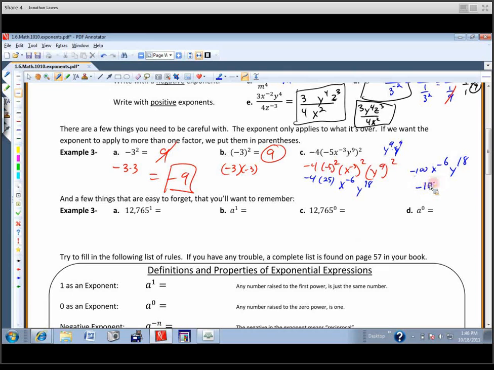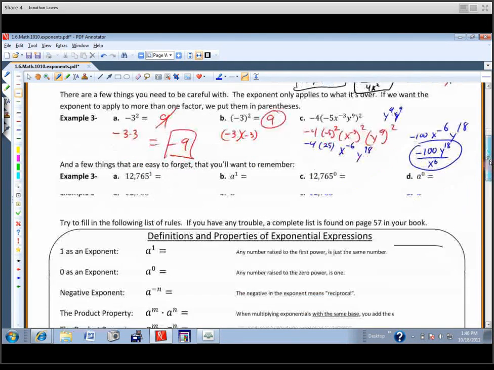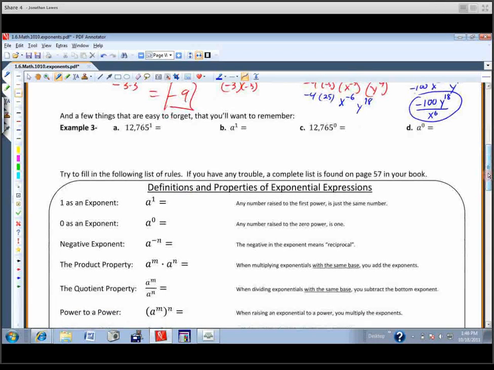The negative 100 is okay. We can't really do anything about that. The y to the 18th is okay. But what we don't like is that negative exponent. So I'm going to keep this, move that down in the denominator, and that will change the sign of the exponent. So we get negative 100, y to the 18th on the top, and then x to the 6th on the bottom.